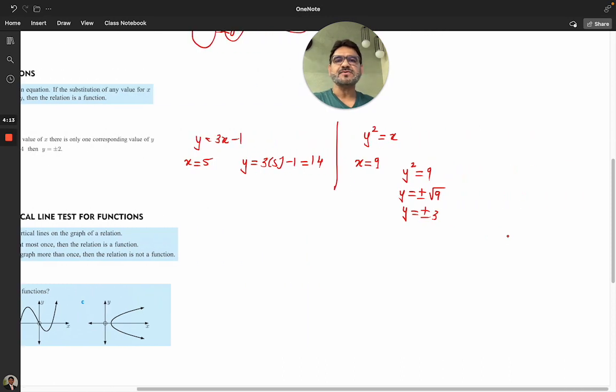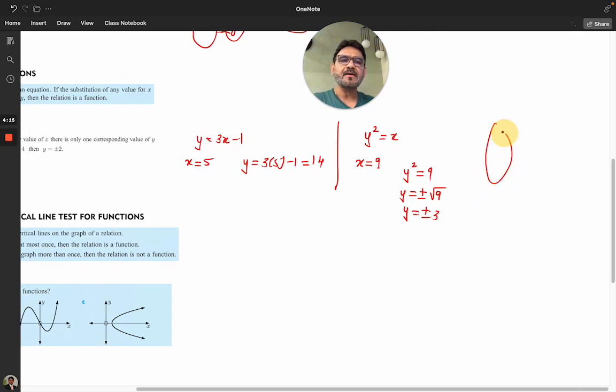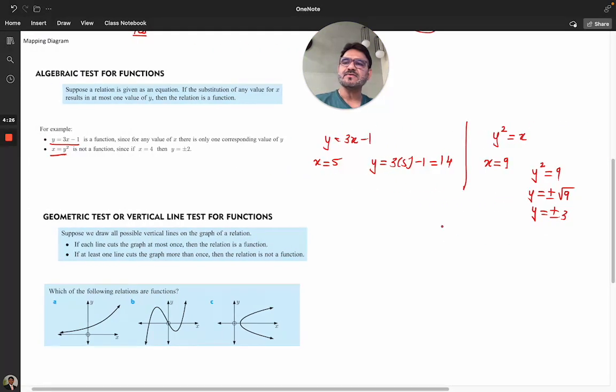So what is happening if you see this in terms of a mapping diagram? You'll find that you have your 9. Your 9 is getting mapped on plus 3, and 9 is also getting mapped on minus 3. And one to many is not a function. So therefore this is not a function. This is a function. So that's the algebraic test.